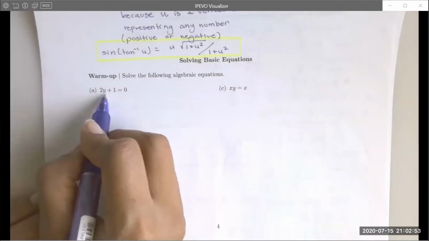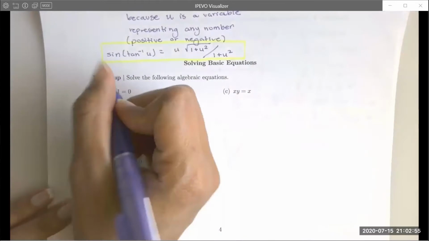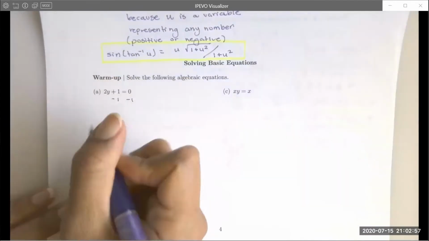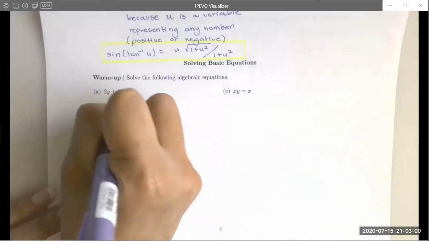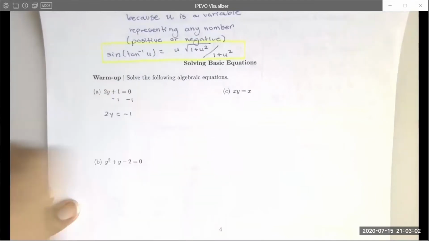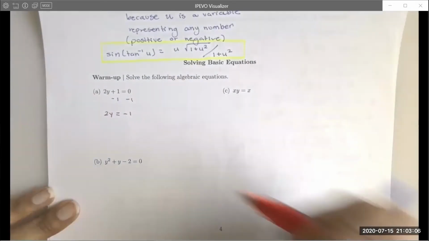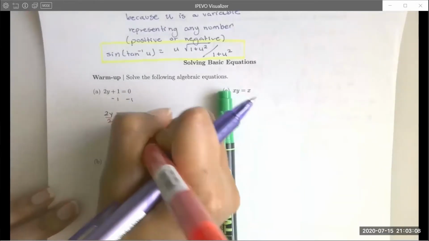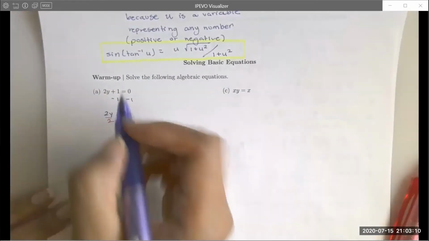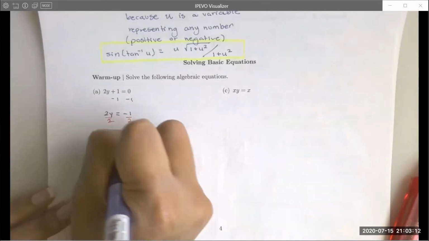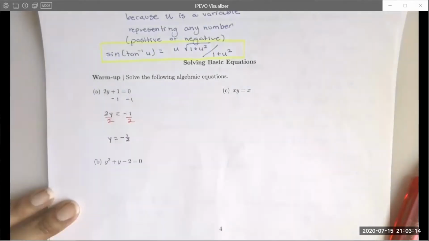Okay. So if I wanted to solve for y here, well, simply subtract the 1 from both sides, and I would end up with 2y equals -1. Then I could divide by 2 on both sides, and then my final result would be y equals -1/2.